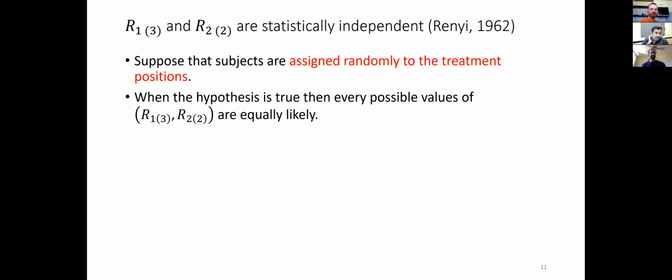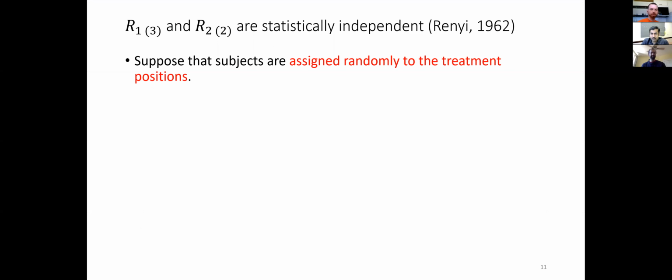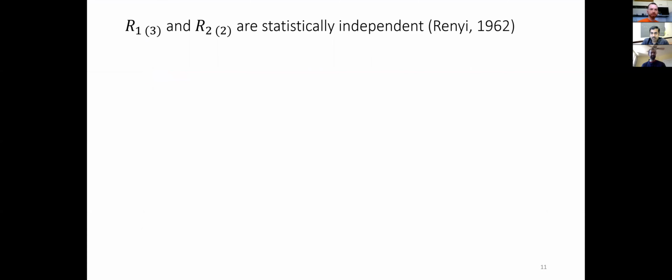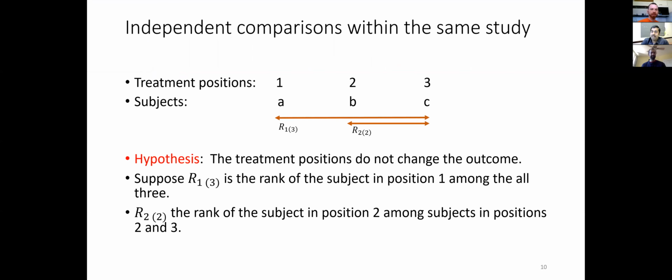Sorry, can I ask you a quick question? Sure. Does treatment position mean something different than just treatment? Is it because they're in a special order? I mean, you could think of it as a special order, or you could think of it as just the first one is treatment and the other 2 are control. So it doesn't have to be unique positions. It's just a position that the designer has fixed a priori. Okay, thanks.